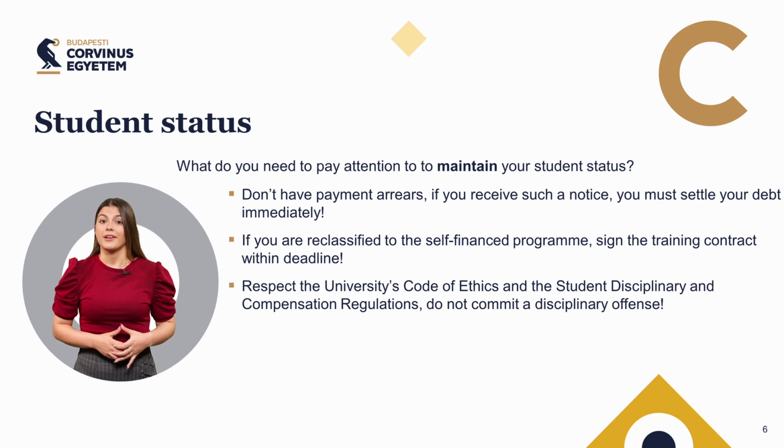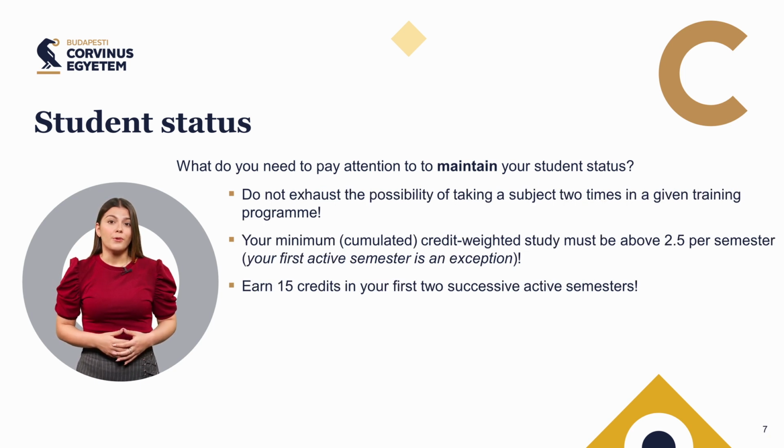Termination due to disciplinary misconduct, therefore it is recommended to study the university's Code of Ethics and the student disciplinary and compensation regulations. Furthermore, your student status will be terminated if you fail to progress in your studies. These cases are as follows. You register for a given subject 2 times in a given training program and still fail to complete the subject. Your minimum cumulated credit-weighted study is below 2.5 per semester. Your first active semester is an exception. You fail to earn 15 credits in your first 2 successive active semesters.